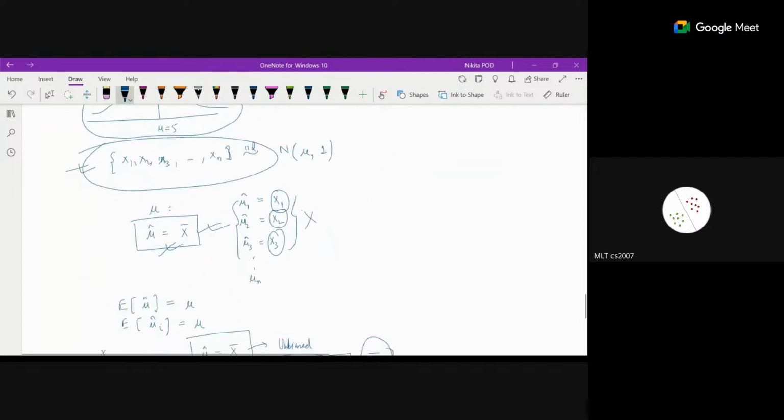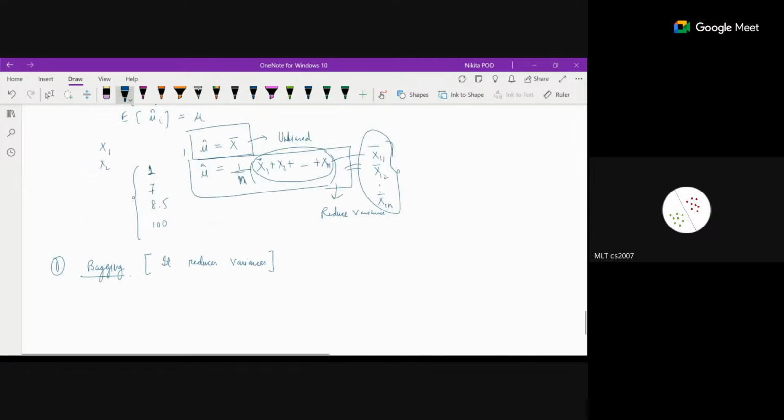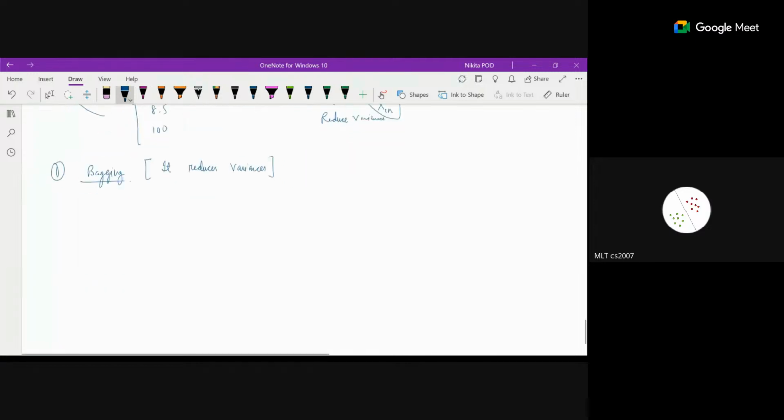So my first technique is bagging. In short, you can think of it as something that reduces the variance. And since it reduces the variance, and we saw that if we take the average, it helps us in reducing the variance, we'll see how it works.